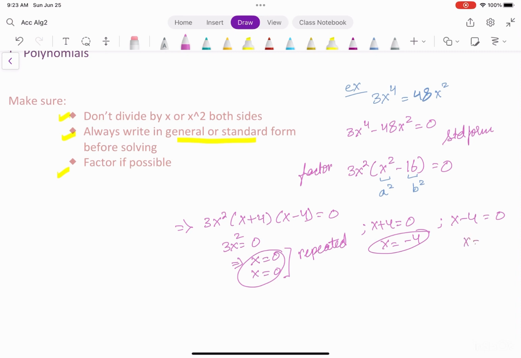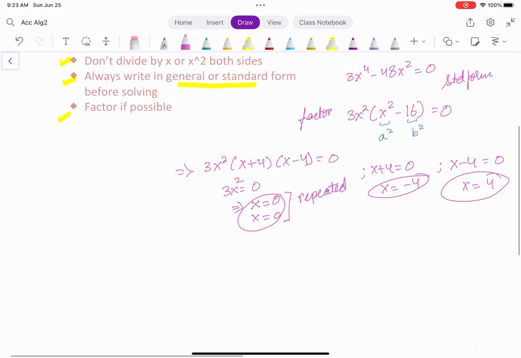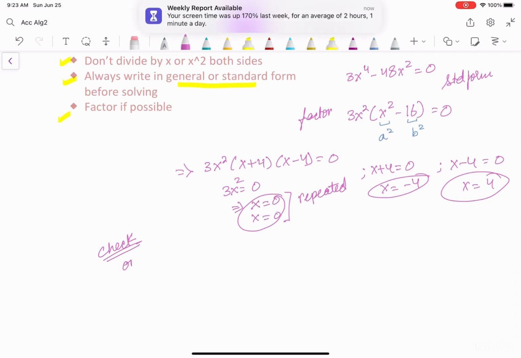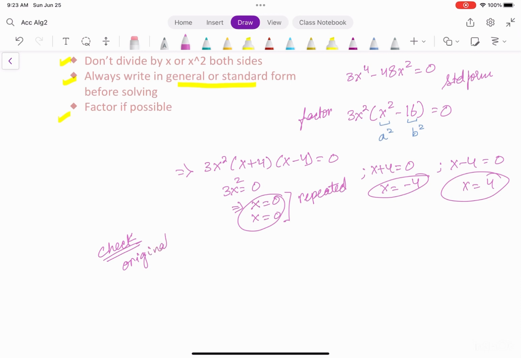Now we have these roots. Let's check. Always when you are solving these type of questions, always check. In this video, I will not check for every question. I will show you how to check in the first question. So when you are checking the answers, always plug it in the original equation. So let's plug one by one in the original equation.